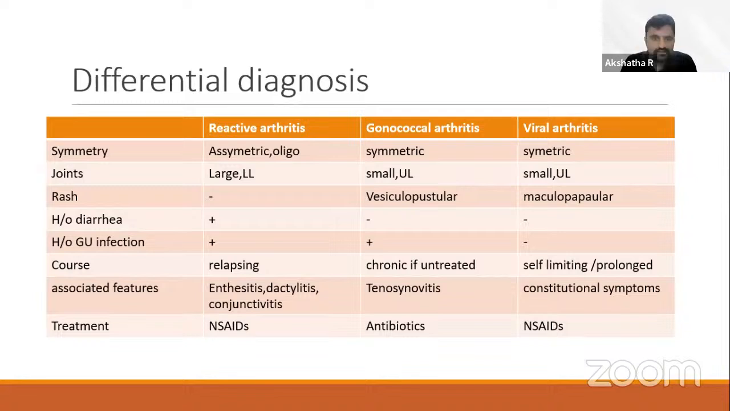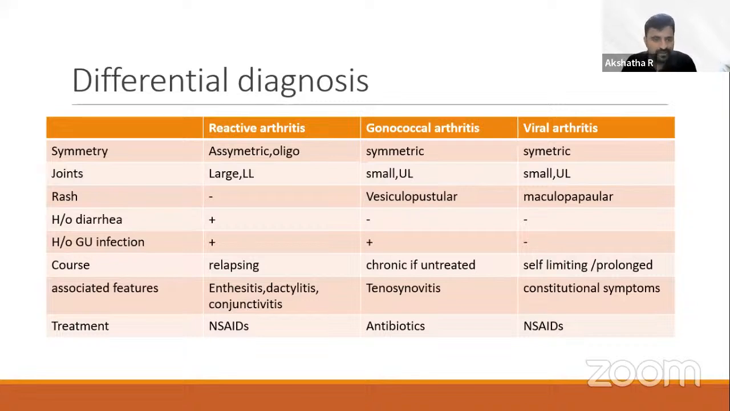oligoarthritis, and it usually involves large joints involving the lower limb. However, gonococcal arthritis and viral arthritis involve the small joints of the upper limb. And in gonococcal arthritis, you can have a history of vesiculopustular lesions, skin lesions, and in viral arthritis, you can have maculopapular rashes.